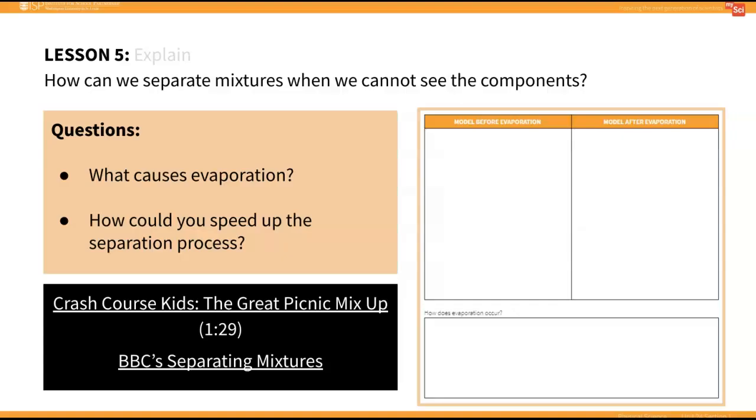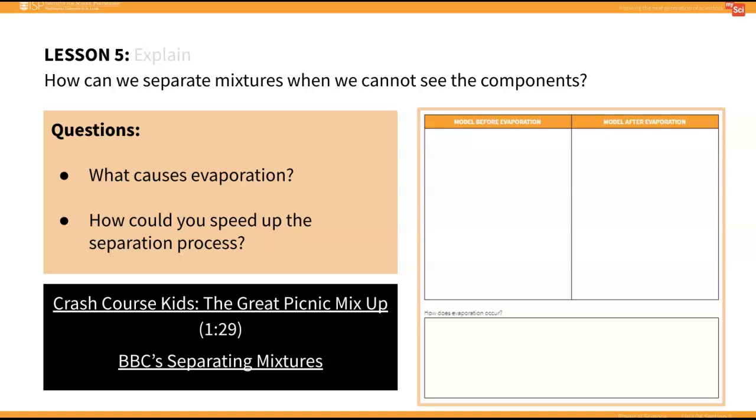In the Explain portion of the lesson, you'll show students a video about how you can separate the components of a solution. You'll then ask the class, what causes evaporation? Discuss that evaporation occurs when energy is added to water. In this case, energy is usually in the form of heat. What happens is it speeds up the water molecules, making them move so fast that they escape the liquid and turn into a gas molecule.